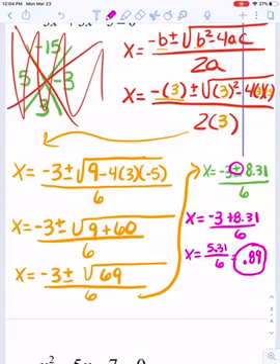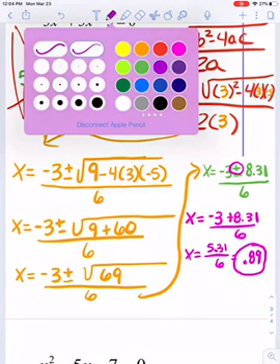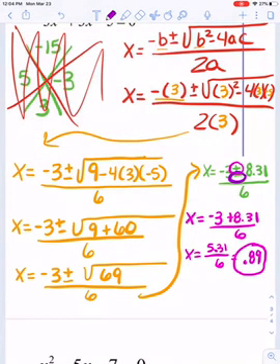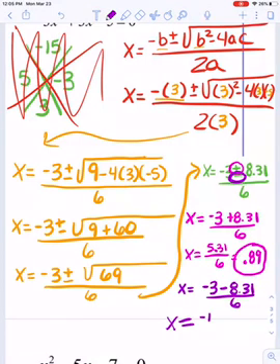Again, I got to find the other one, so now I got to go back up here, and I got to now subtract. So I'm going to take -3 minus 8.31 this time, divide it still by 6. Looks like I get x equals -11.31 divided by 6, which is going to give me 1.94.